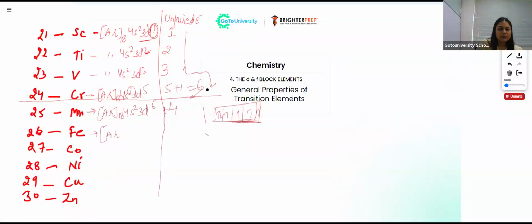If we write the configuration for iron, what would that be? Argon 4s2 and 3d6, right? This will be 3d5 for manganese, and the number of electrons would be 5. Okay, this has 4 unpaired electrons.